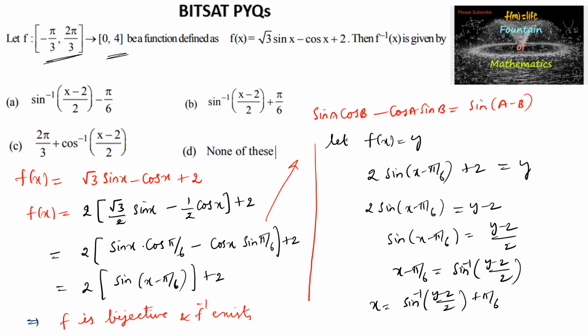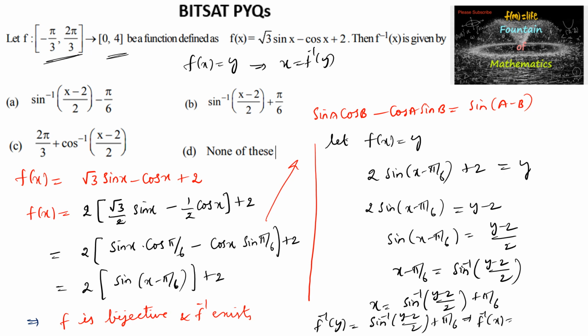So basically x is nothing but, when f of x is equal to y, then x is equal to f inverse of y. So we can write f inverse of y is equal to sine inverse of y minus 2 upon 2 plus pi by 6. So changing the variable, f inverse of x is equal to sine inverse of x minus 2 upon 2 plus pi by 6, which is option B. So we can go with option B.